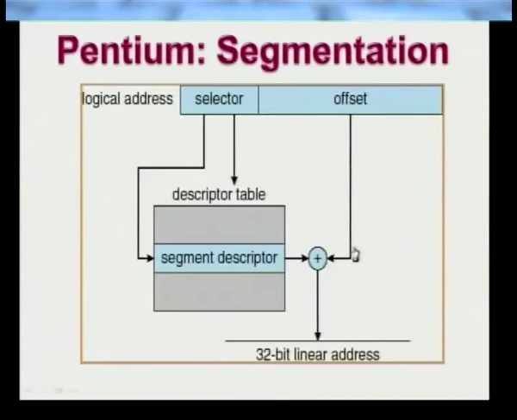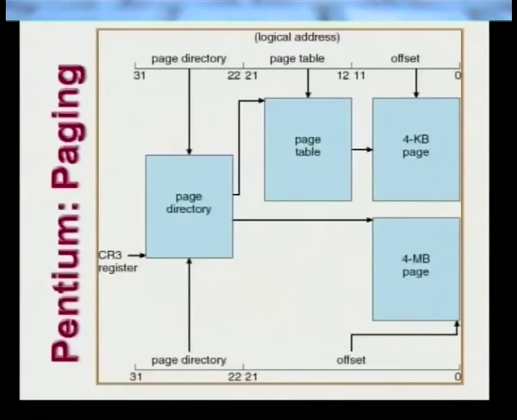This is how the Pentium segmentation works. As in the Intel 386, here also the selector is taken and is identified as an entry inside your descriptor table. The entry would give you the 32-bit linear address, and the offset is added along with this, so that the correct 32-bit linear address is generated. This is how the segmentation in Intel Pentium works.